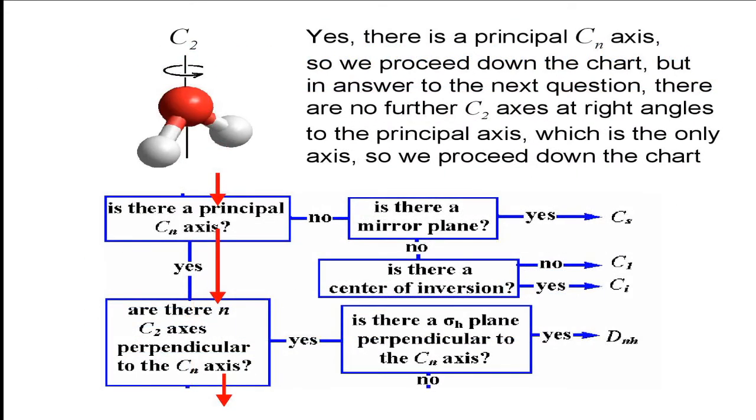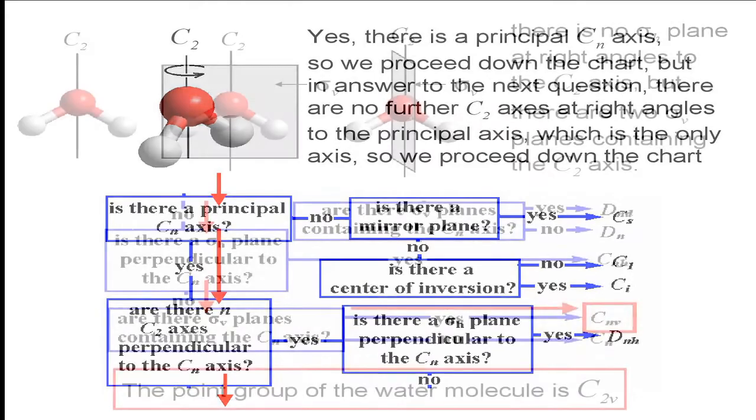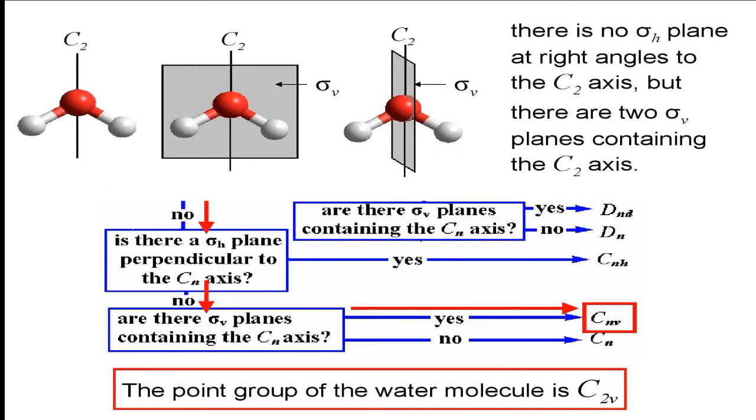Then we move to the same explanation here. It contains the principal axis Cn. So we proceed down the chart, and in answer to the next question, there is no further C2 axis at right angles to it. Hence, we have to see the index C. Now you see there is no sigma h plane at right angles to the C2 axis, but there are two sigma v planes containing the C2 axis. One is along the molecular plane, one is perpendicular to the molecular plane. Hence, the point group of the water molecule is C2v.